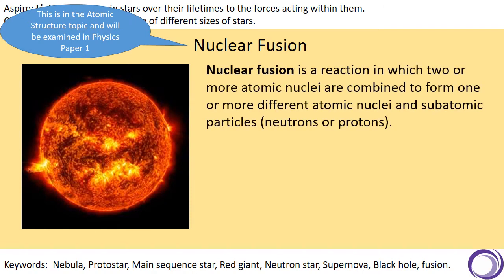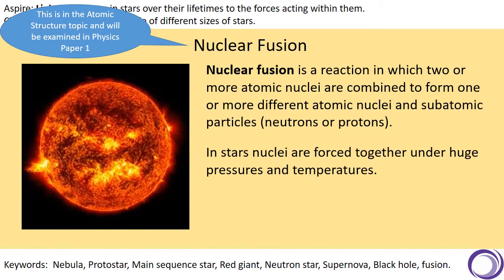So nuclear fusion is a reaction in which two or more atomic nuclei combine to form one or more atomic nuclei. So we're taking smaller nuclei and forcing them together so that they stick, so we make bigger nuclei. And we normally get subatomic particles, neutrons and protons, coming off as part of the process as well.